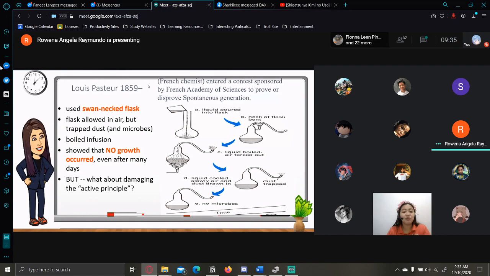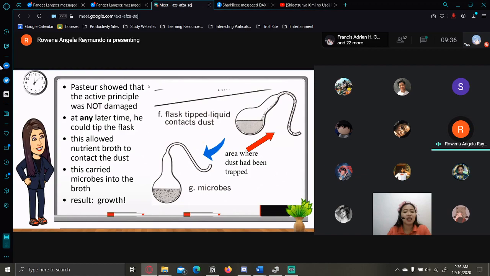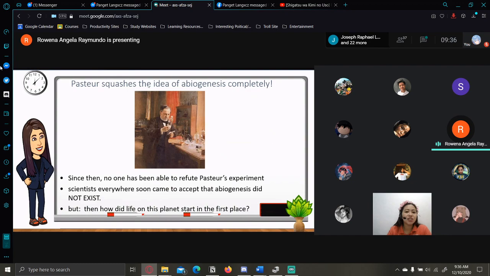And then what he did is he tilted the flask. After years, he tilted the flask and eventually nakapasok yung microorganism and it gave life to microorganisms. Also, another experiment is pinutol niya naman yung dulo ng flask na yan. Nung pinutol niya yung dulo ng flask na yan, agad-agad nakapasok yung microorganisms and nagkaroon ng growth ng microorganisms. So, this experiment hindi na siya nakontra ng ibang scientist. He was able to squash the idea of biogenesis or spontaneous generation completely. Since then, no one has been able to refute his experiment. And this is the end ng spontaneous generation theory or tinatawag din nating abiogenesis.